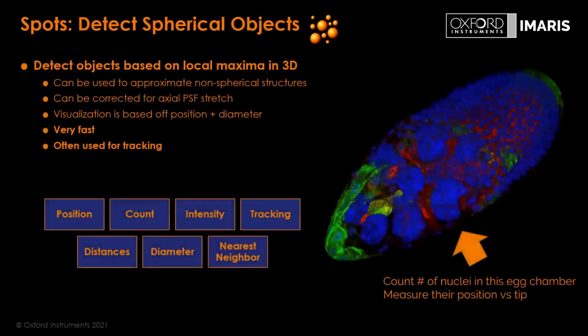Starting with spots, I'm going to start with the first object and then build my way up. As it says here, it detects objects based on local maxima in 3D. It is used if you have, for example, little nuclei or some fluorescent cells that you want to detect. It's often used for cell counting or object counting, and also for tracking, as it is very fast. It is the object that uses the least amount of resources on your workstation.